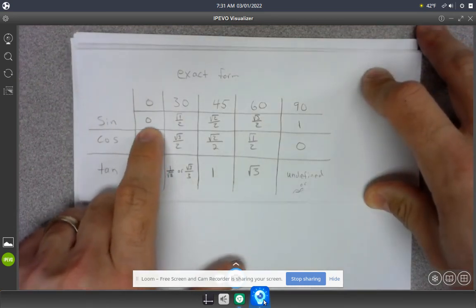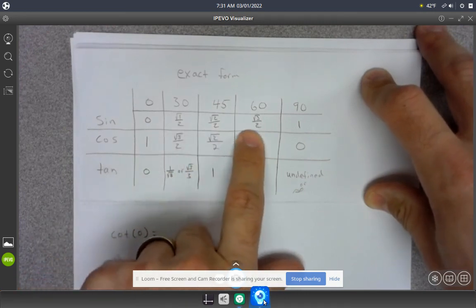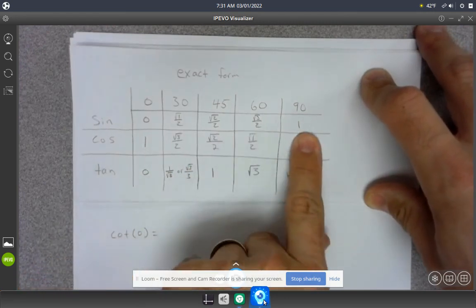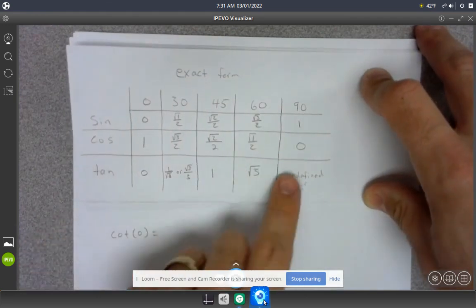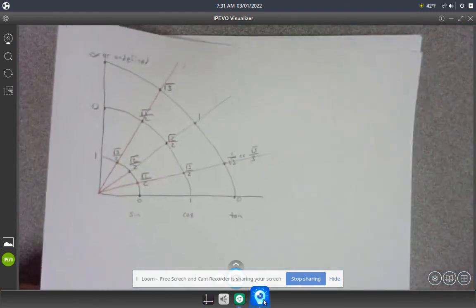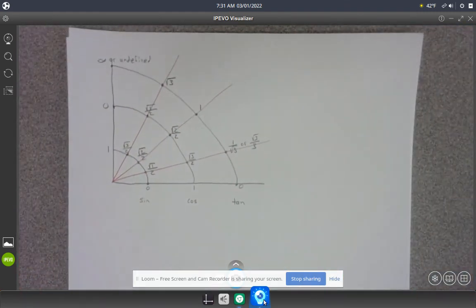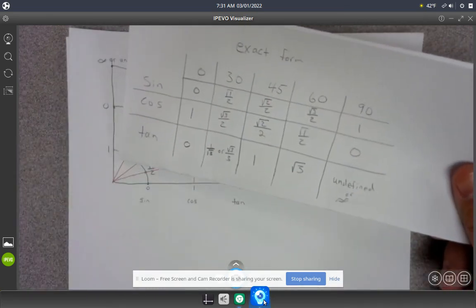Sine just goes up. It's 0 over 2, root 1 over 2, root 2 over 2, root 3 over 2, and this one's root 4 over 2. Okay? And cosine does the same thing, but it counts down. Now, I went ahead and made this chart right here. I call this the spiderweb chart. It's just another way of organizing this information.